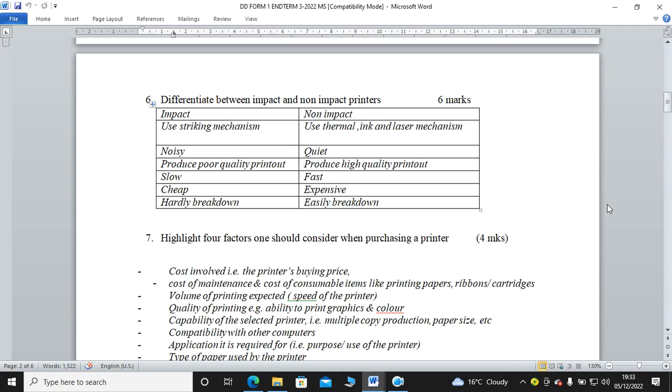On the other hand, impact printers are slow. Non-impact printers are fast. To purchase an impact printer is affordable, so cheap, whereas for non-impact printers you must prepare for it because it is expensive. Then impact printers hardly break down, whereas non-impact printers, despite being new technology, break down easily.